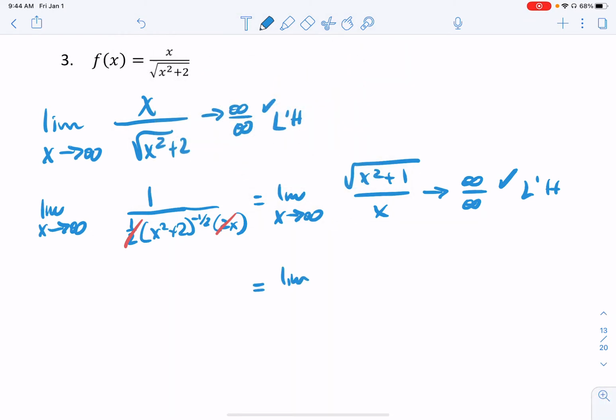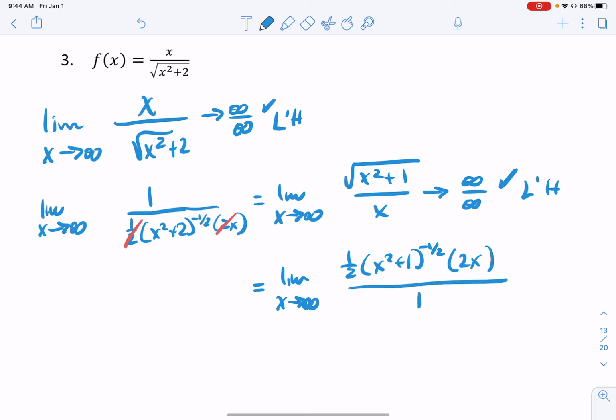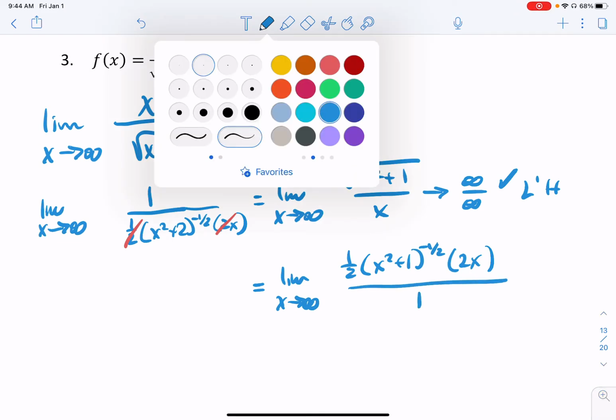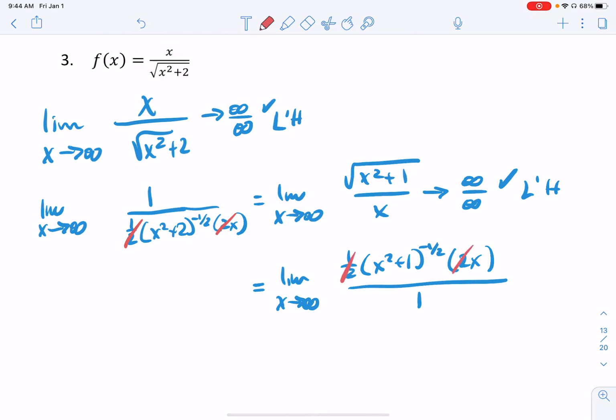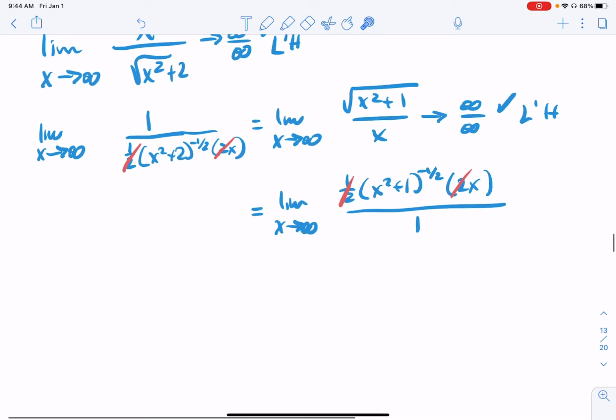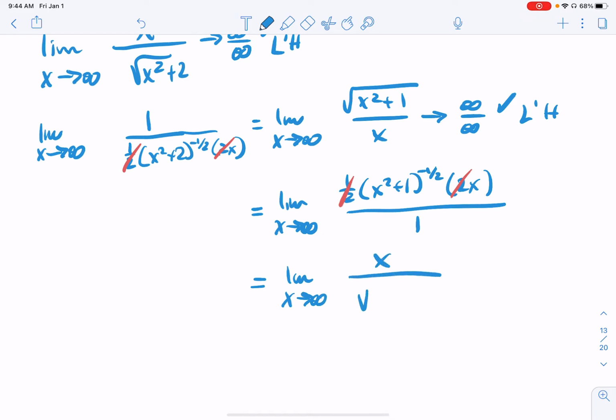So I have the limit as x goes to infinity of 1/2 (x squared plus 1) to the negative 1/2 power, times, chain rule, 2x all over 1. Okay, get out your cancellation crayon once again. Cancel, cancel. This x will stay up on the top, and this square root will go down to the bottom. I have x on the top, and then the square root of x squared plus.